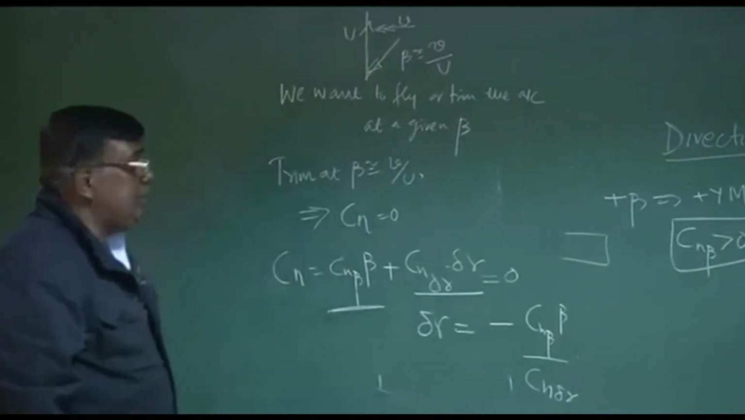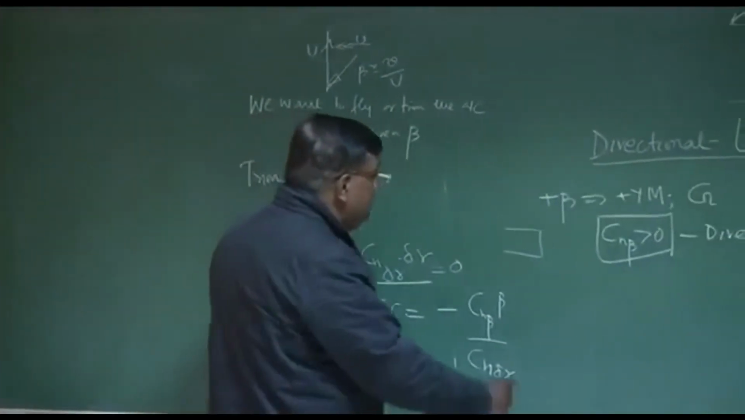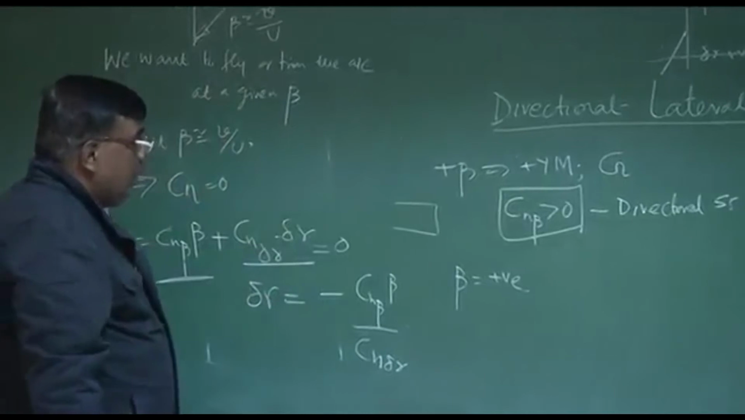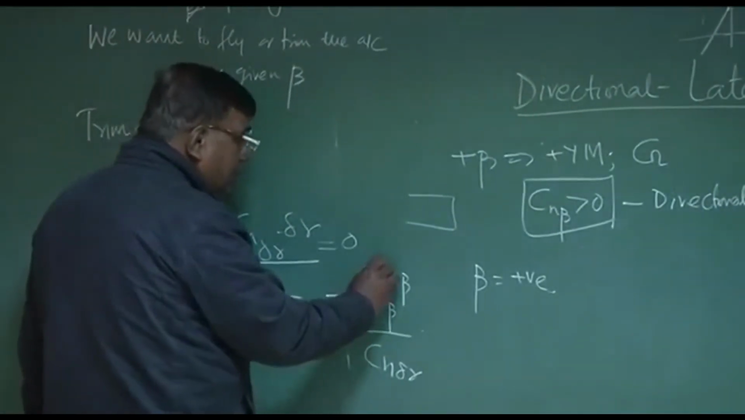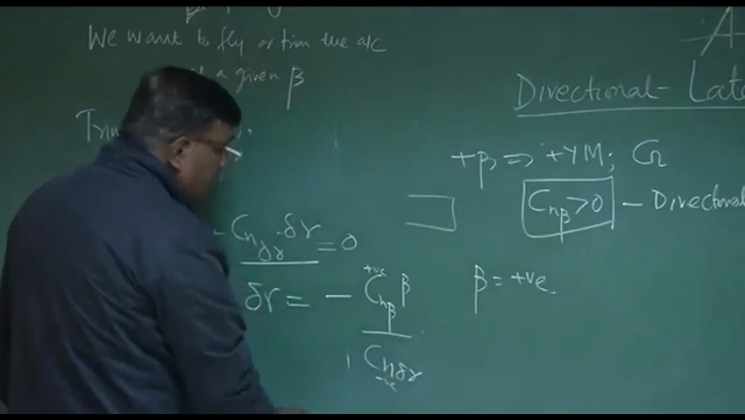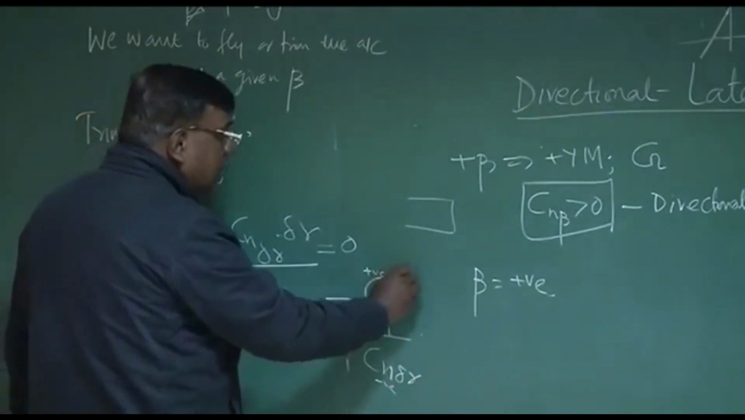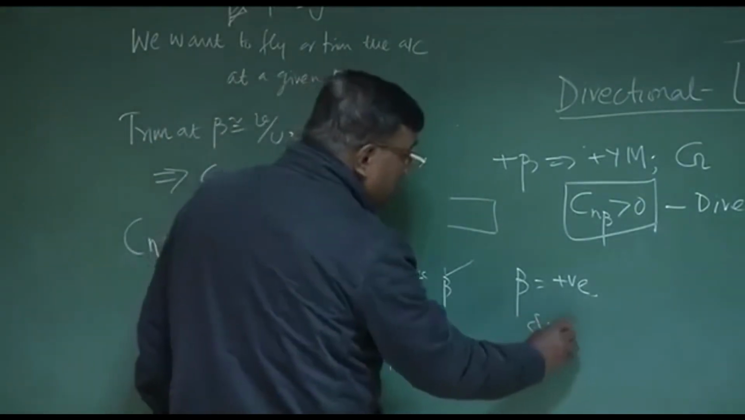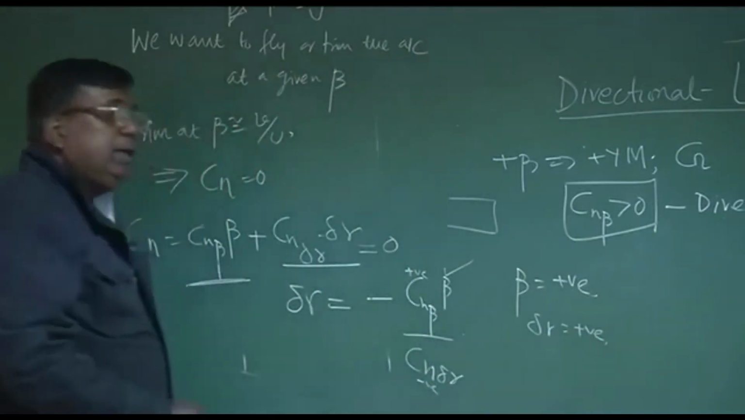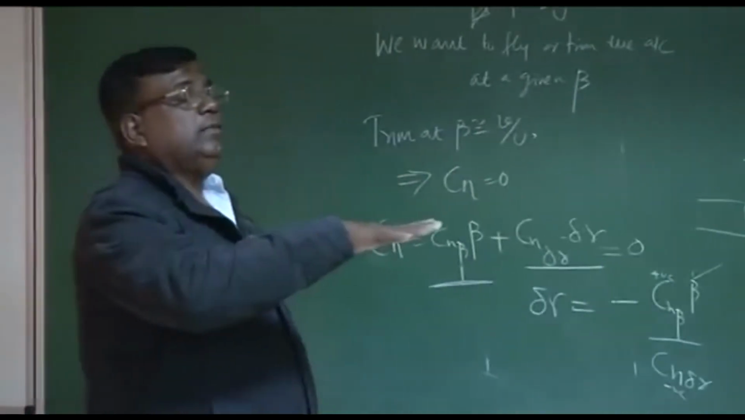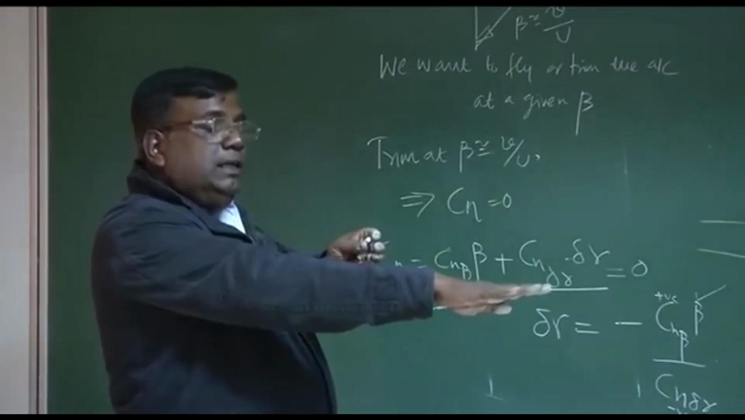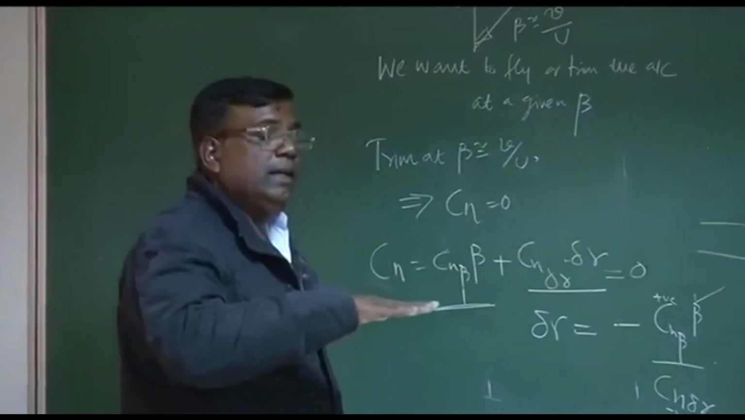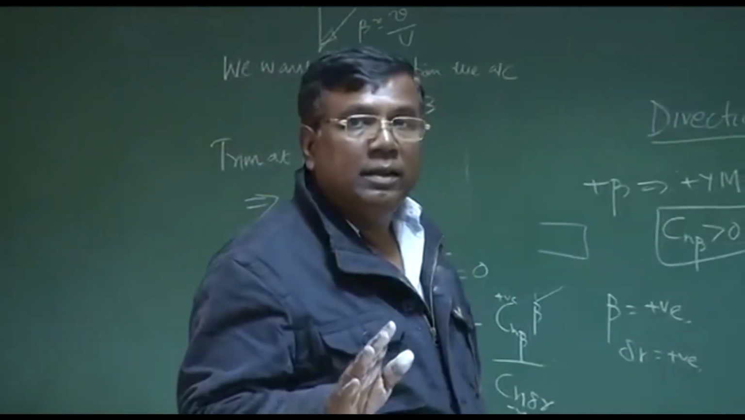Okay? Now, interesting thing, please understand. If I want to trim the airplane at a positive beta, what is the sign of Cn beta? It is positive. Sign of Cn delta R, negative. So what is the sign of the whole of this term? For a beta positive: positive, negative, negative, negative, positive. So delta R is positive. Meaning thereby, if I am flying like this, I want to fly like this, then I have to put the rudder towards left. That's all. And then I will get a configuration where I am flying like this. Is this part clear? Okay.